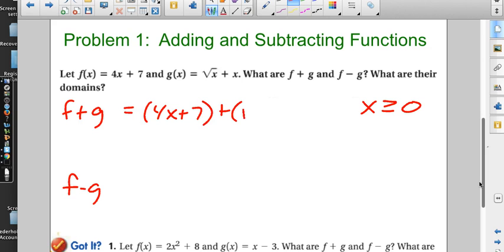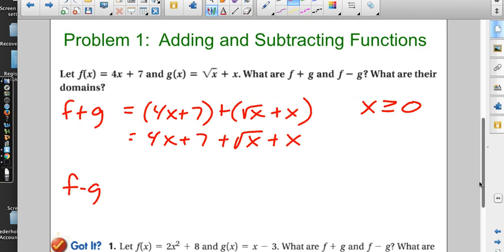G, square root of x plus x. I put those parentheses there just to show you, this is f and this is g. They're not doing anything. They're not performing any operation for us, so we can go ahead and just drop them.